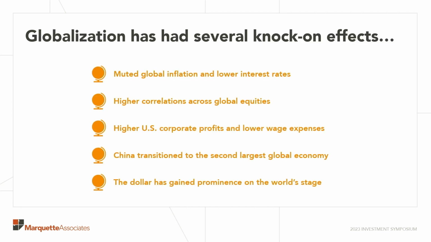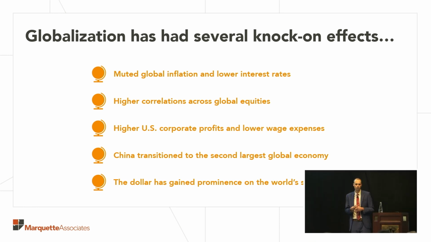So we've done our looking at the past. I think maybe before we look to the present and future, we can summarize a few of the effects that globalization has had, not just on equity markets, but also the broader macroeconomic landscape. So first, interest rates and global inflation trended below long-term averages, again, starting in the 90s and continuing till really the last year or two. Additionally, correlations between non-US and US equity indices increased, as did corporate profits here in the United States, while wage expenses have come down.